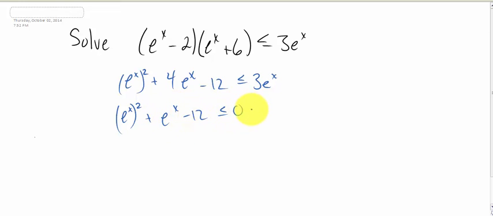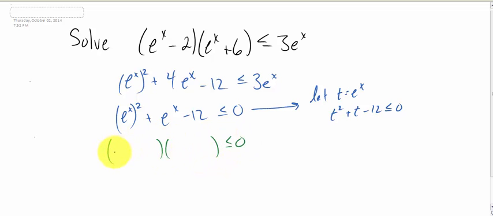And if you have trouble seeing this, what I'd suggest doing is say, let t equal e^x. So then this equation becomes t squared plus t minus 12 less than or equal to 0. And that might be a little bit easier for you to digest than having to factorize or apply the quadratic formula or some other solving technique on this actual quadratic equation. So here we go, let's factorize. We get (e^x plus 4)(e^x minus 3).